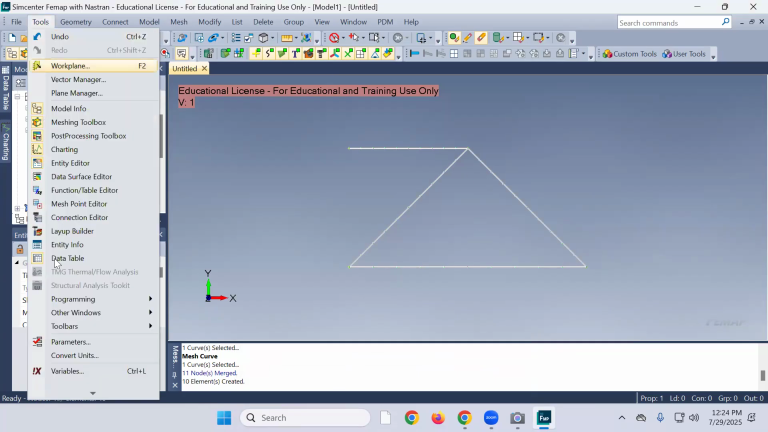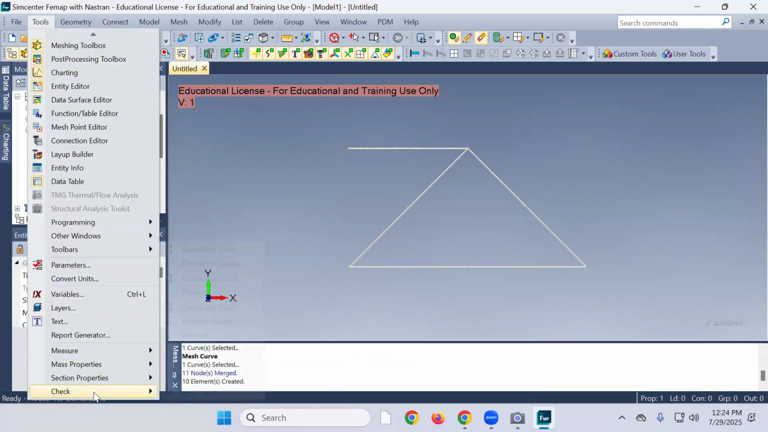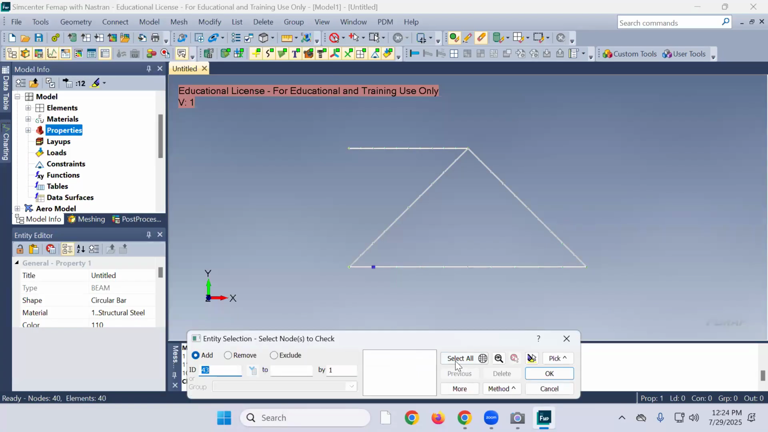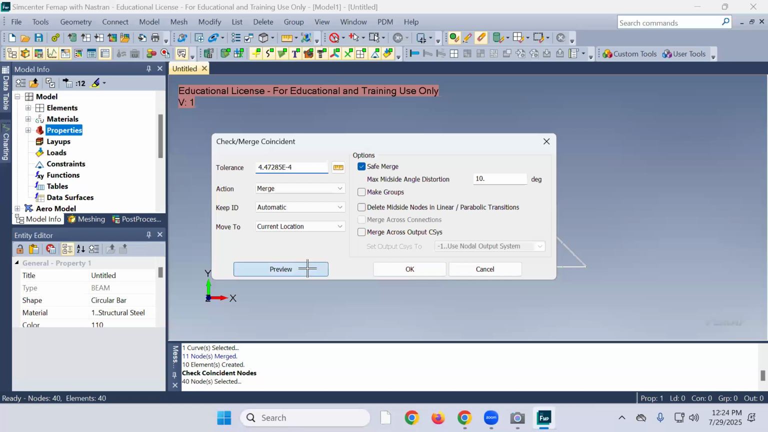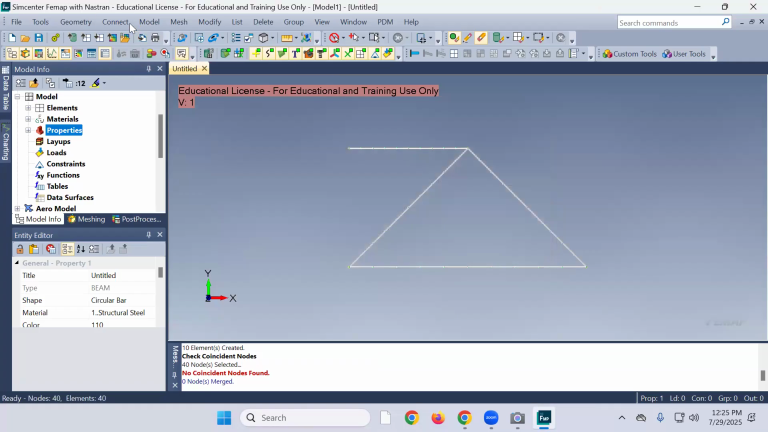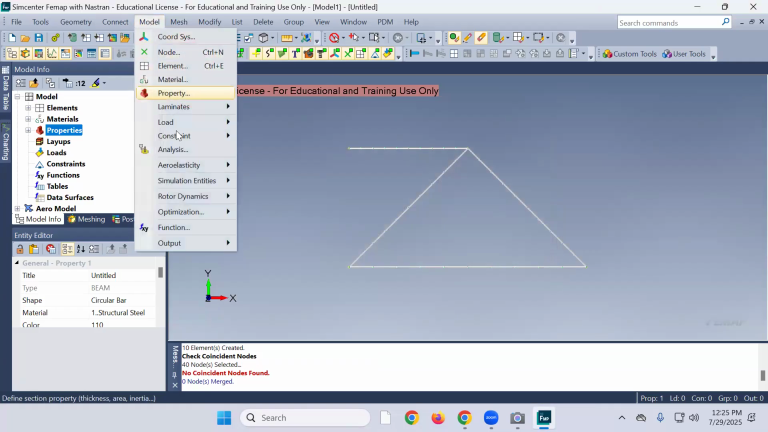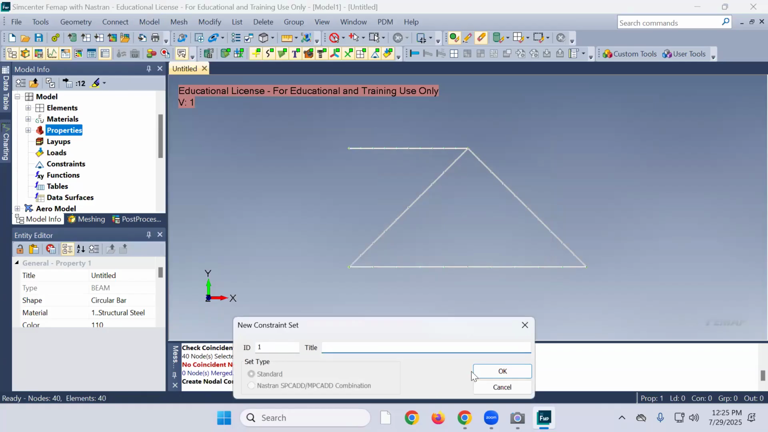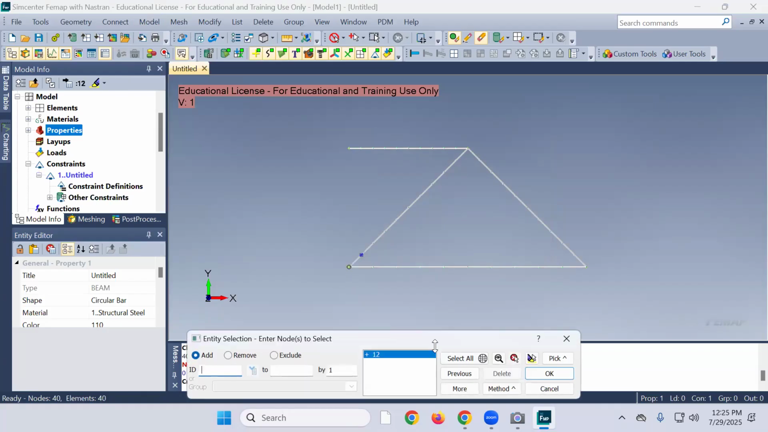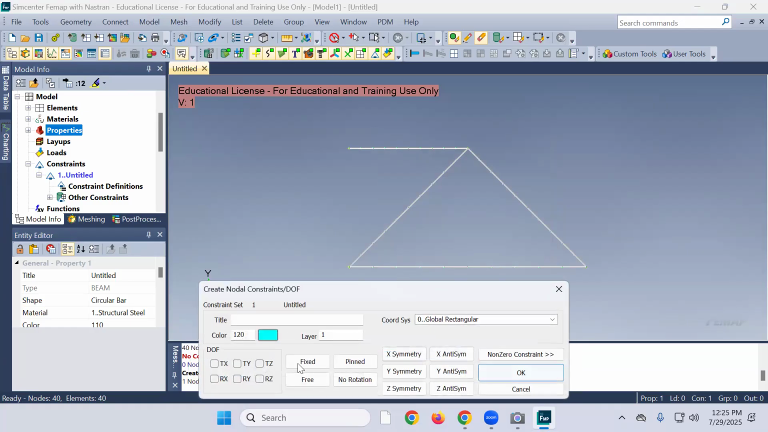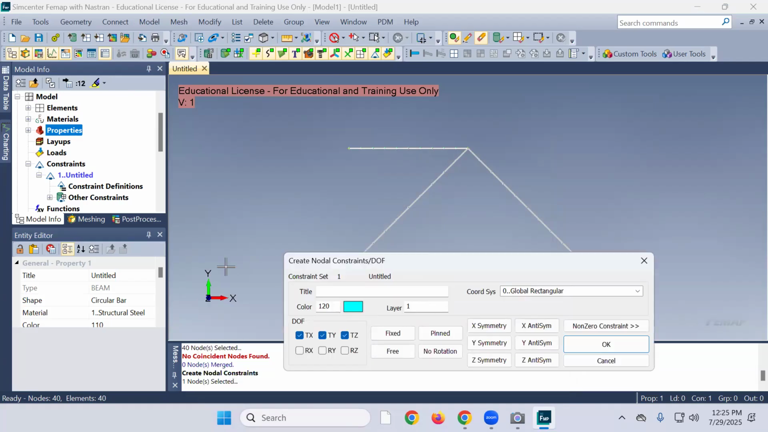Okay, so tools, check, consider nodes, select all. Okay, so probably these ones should be 1, 2, 3. Yeah, 1, 2, 3 points should be common. Okay, so here we go. Geometry, model, constraint, nodal. This one was simply supported. So let's see, will be what? 1, 2, 3. Can rotate about which axis can this rotate? About the z-axis.